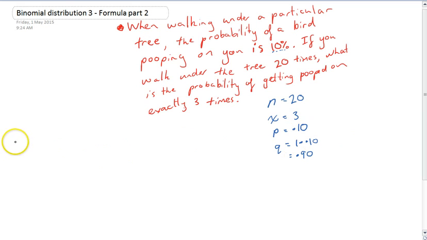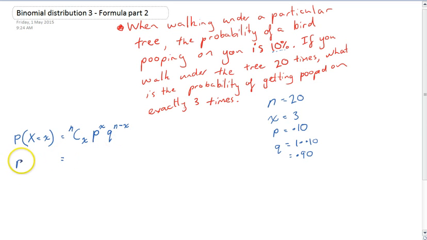Now we can use our formula. The probability that X is equal to x is equal to n choose x, the number of trials combination the number we're interested in, times p, the probability of success, to the power of the number of successes we're looking for, times q to the power of n minus x, which is essentially the number of failures we want.